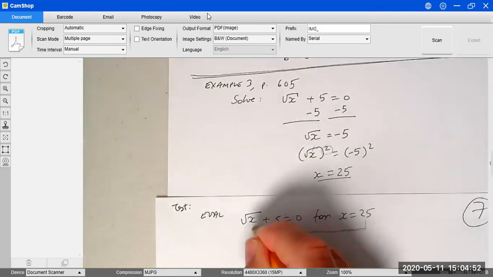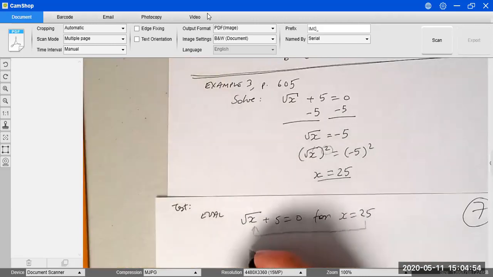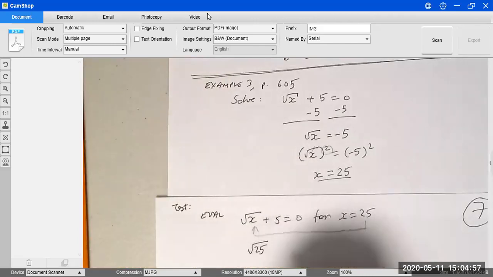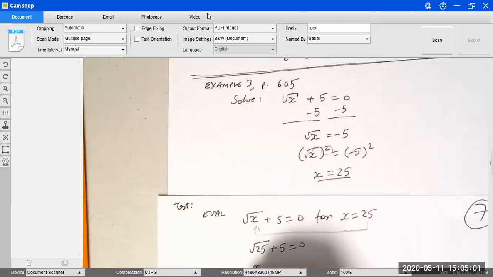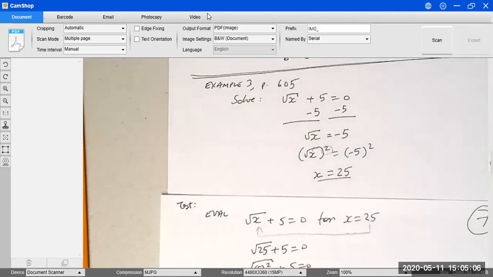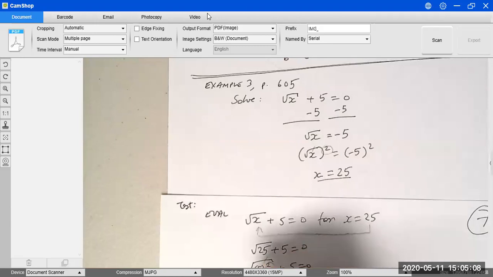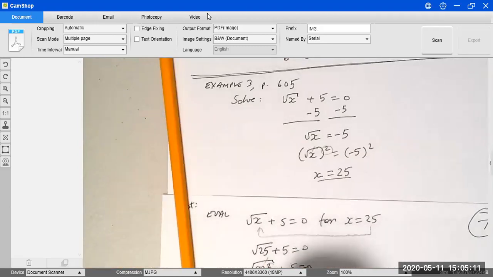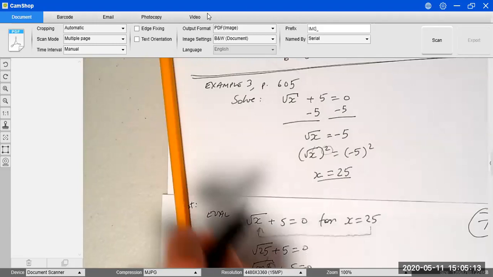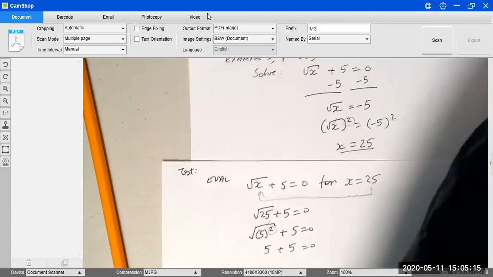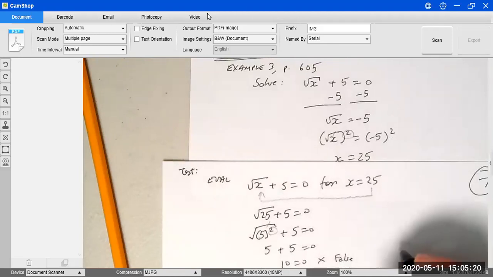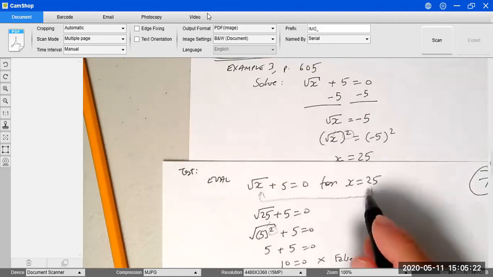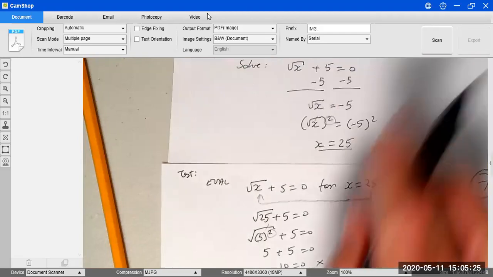So that means that we're going to replace x with 25 here. So we're going to get the square root of 25 plus 5 equals 0. 25 is 5 squared, plus 5 equals 0. Then we can cancel the exponent and the radical sign. So you end up with 5 plus 5 equals 0. So now we have 10 equals 0. So this is false. So that means that x equals 25 is not the solution.